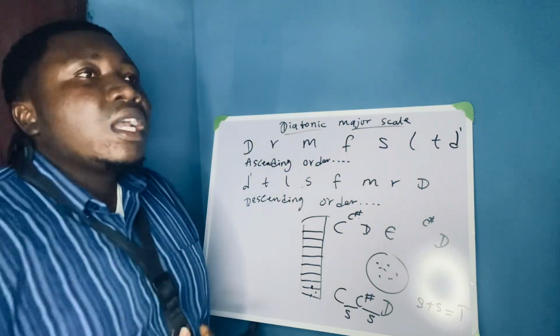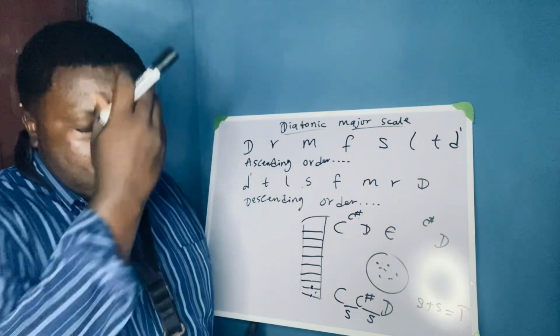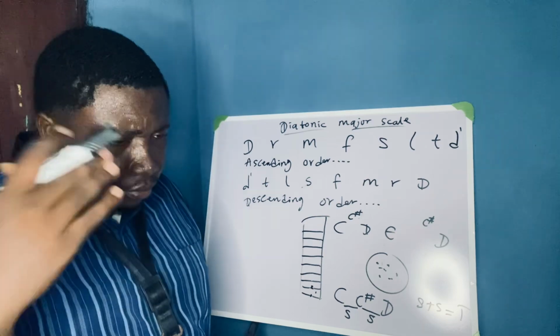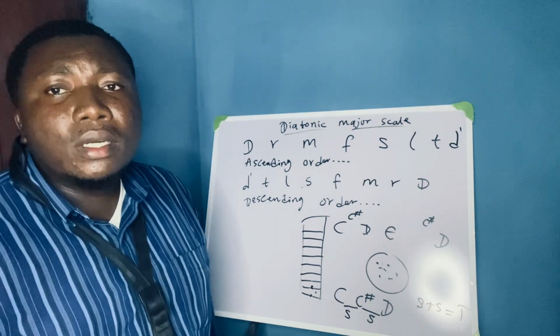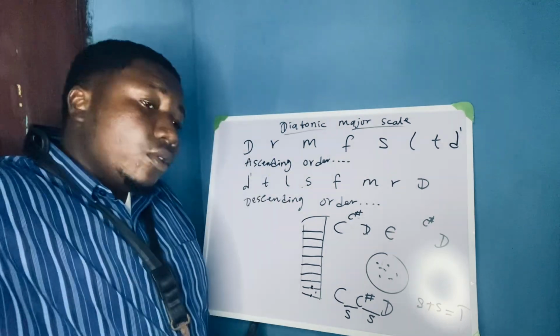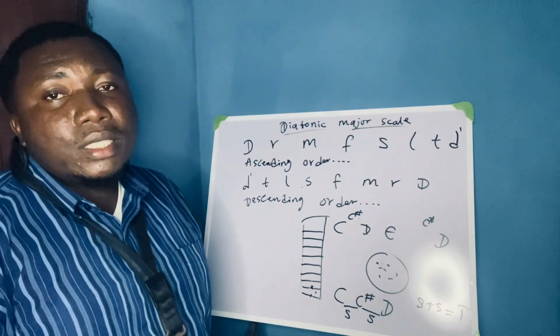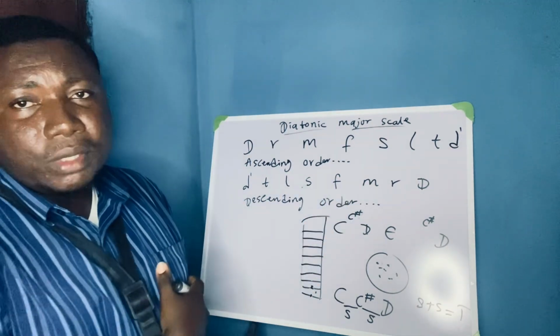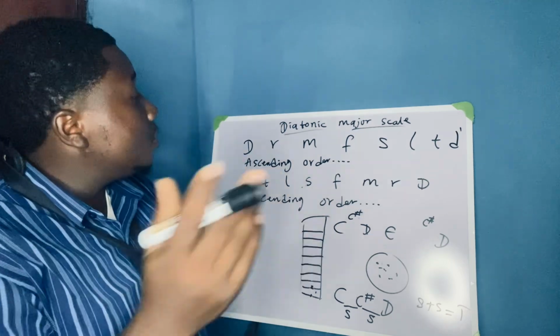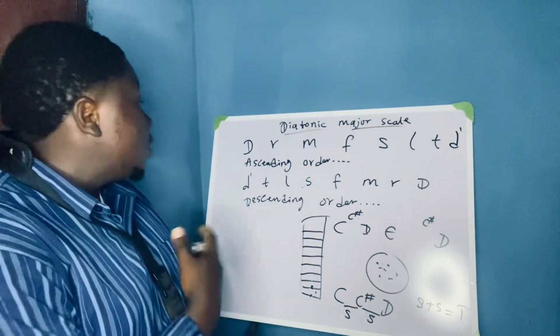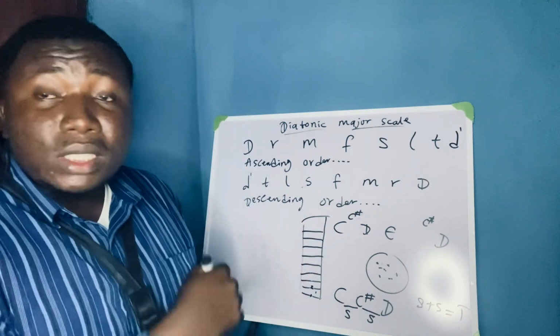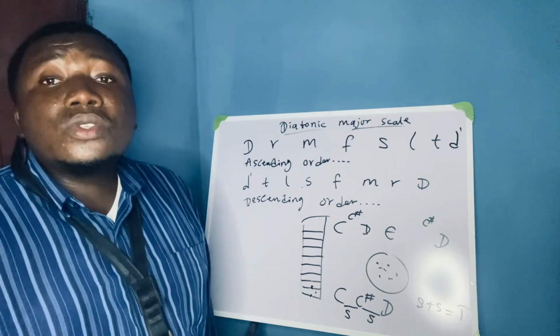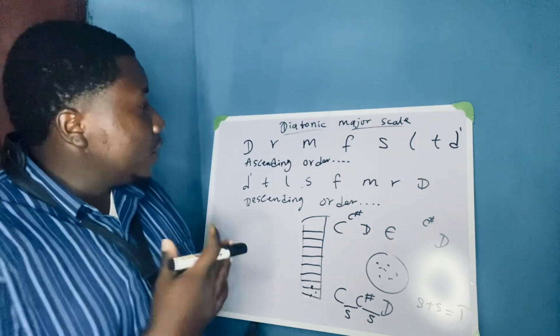That's the name. And every scale is built on different degrees, and they go in ascending and descending order. So the ascending order of this diatonic major scale is do re mi fa sol la ti do. Then the descending is do ti la sol fa mi re do. So that's for the diatonic major scale.